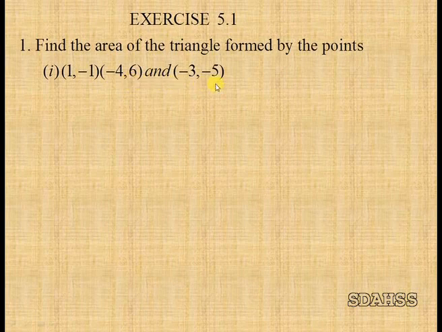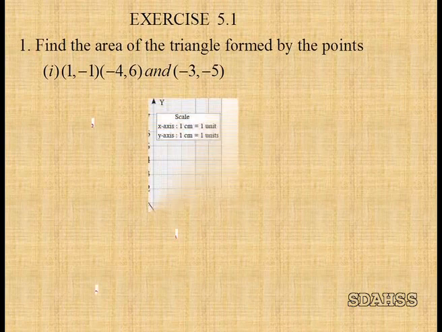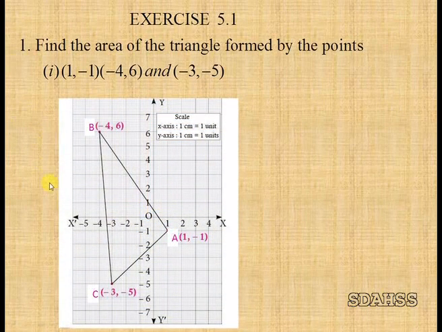So 3 points are given to you. First you have to plot these 3 points in the graph. Draw a horizontal and a vertical line and then write the numbers in both the horizontal and vertical lines, and then plot the points one by one.